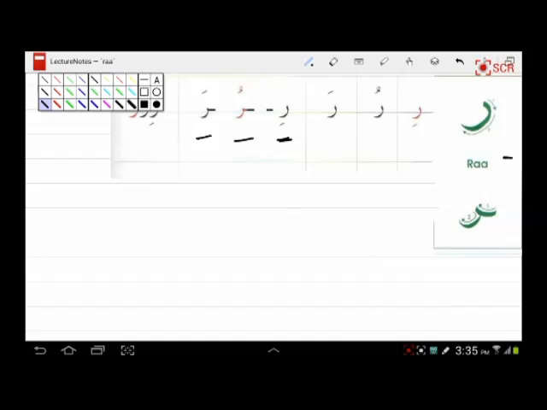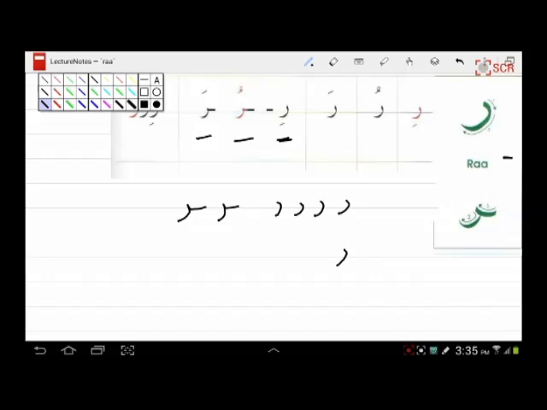Let's see. Here's the ra. You start above the line with a little bit, and then you don't go straight. You just try to make a curve. Yeah. It's like the moon. Part of the moon. Okay. And then you make a dash. And then you connect it to the ra. So that's the ra in all its forms.